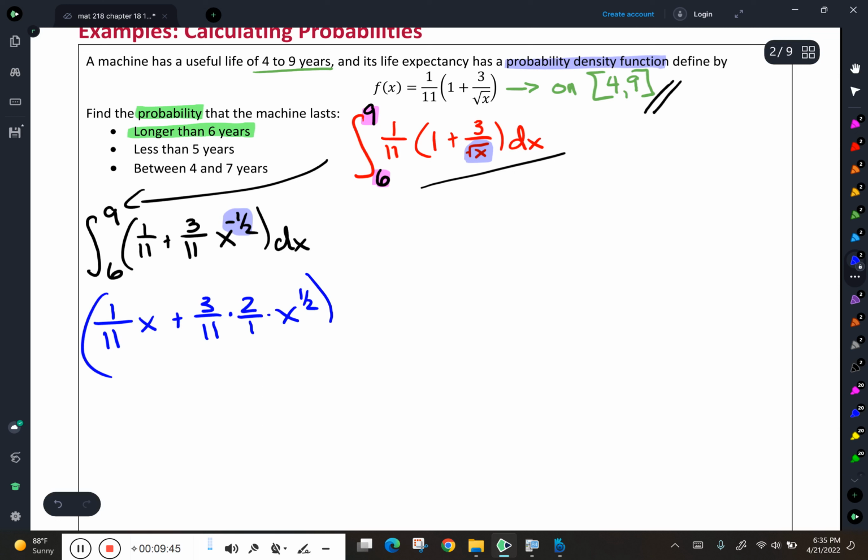Remember, when you're finding antiderivatives, you're adding 1 to the exponent and then taking the reciprocal and making a coefficient out in front. So that negative 1/2 plus 1 gives me this positive 1/2 exponent here. And then the reciprocal of that is right there. The 3/11 is just the coefficient that was there. I drag it along. And I need to evaluate this from 6 to 9.